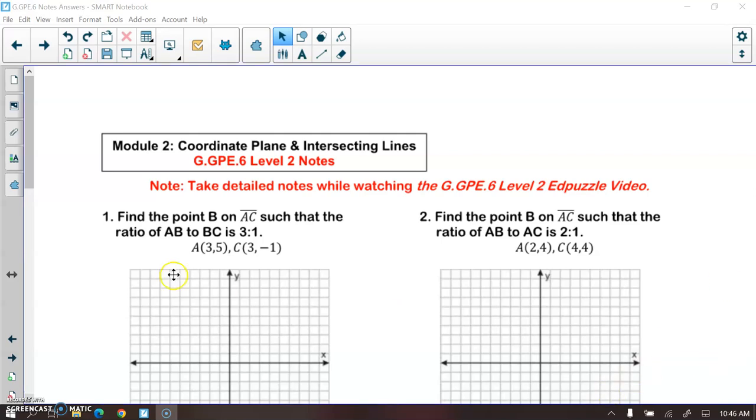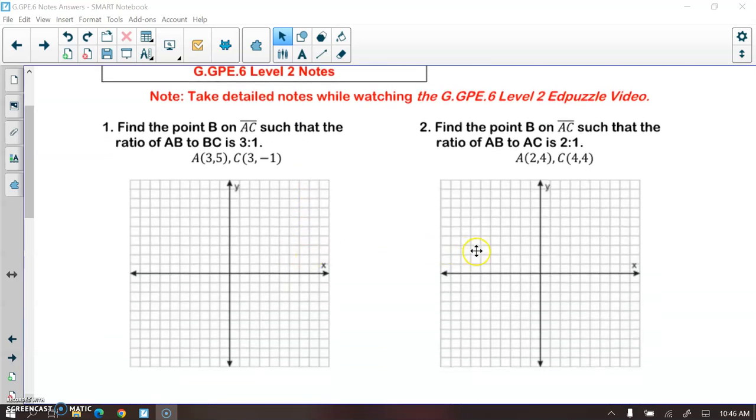All right, so level 2 is all about partitioning a line. We're not going to cut the line in half. We're going to now start to cut the line into a specific ratio. But we're still dealing with horizontal and vertical lines for this level 2.